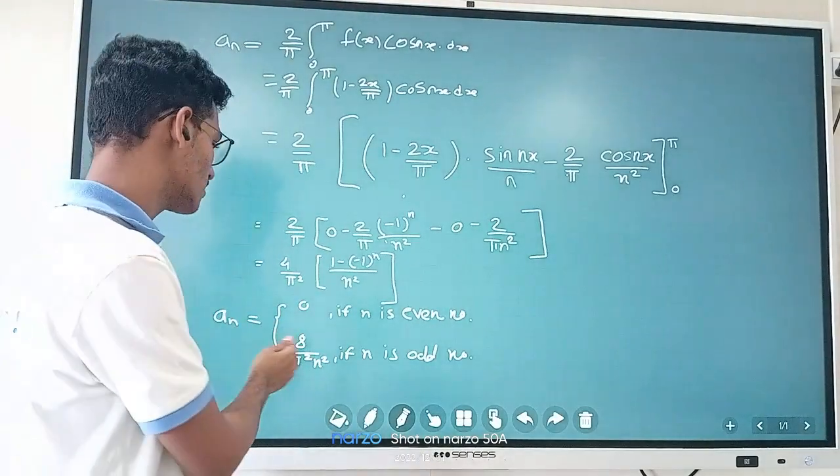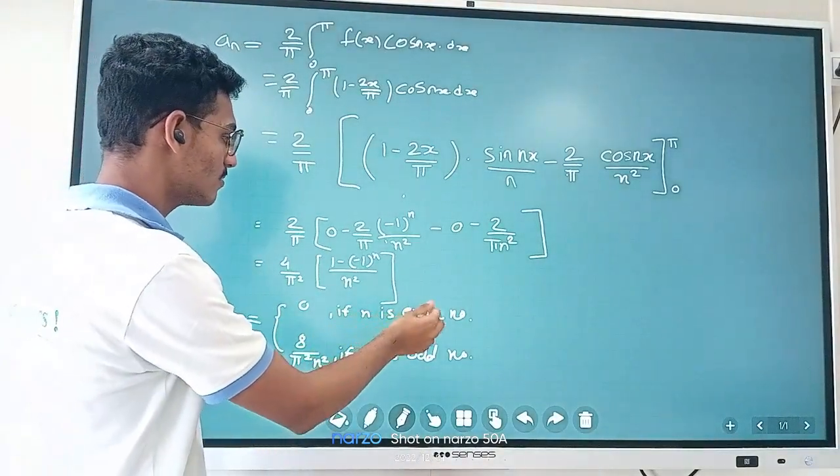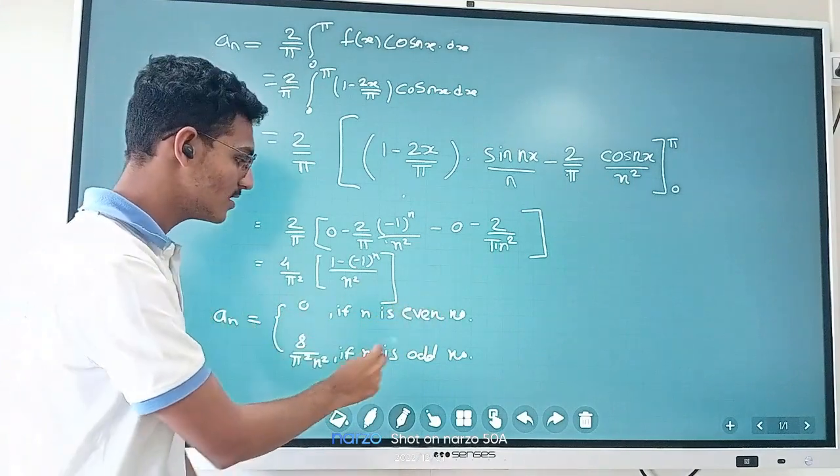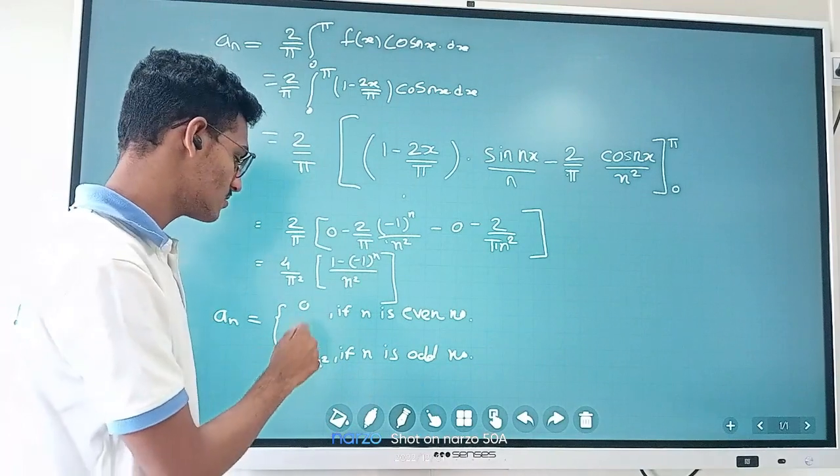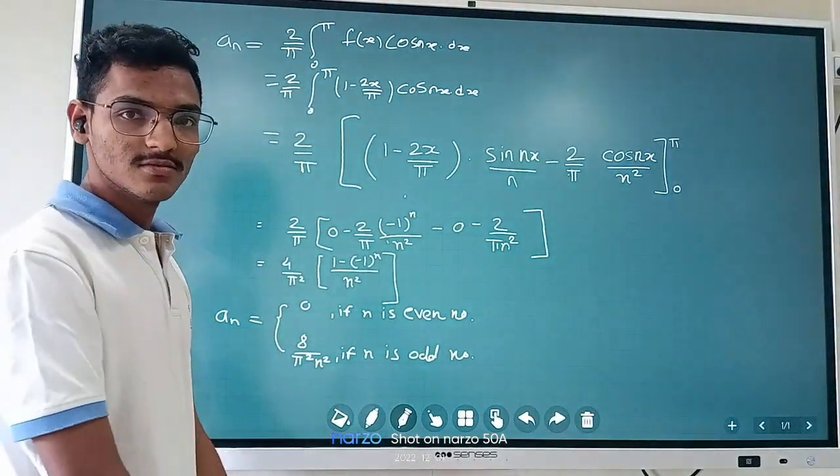So the an value is 0 if n is an even number, and if n is an odd number, it is 8 upon pi square n square. So thank you.